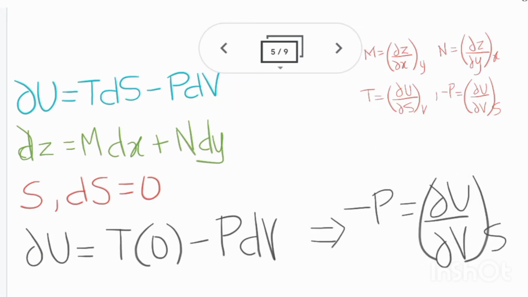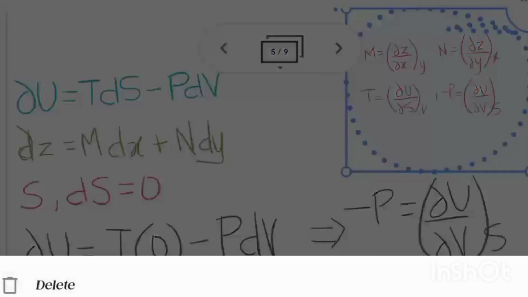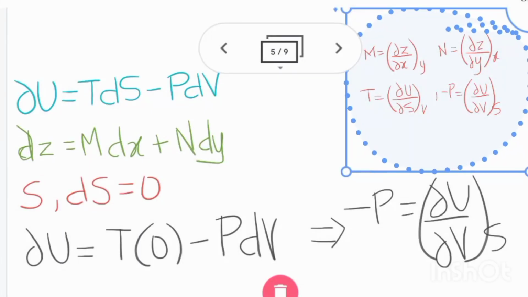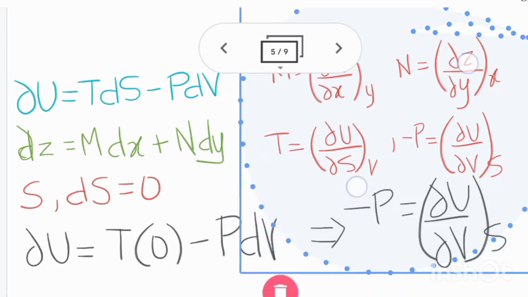If you see carefully, the same is derived here, and if I keep V as constant, I'll get the value for T as ∂U/∂S at constant volume. So now keeping these things in mind, let me just move on to the next step.